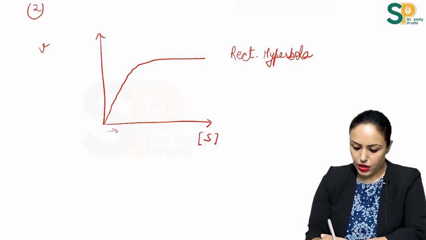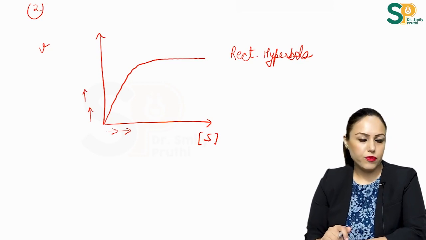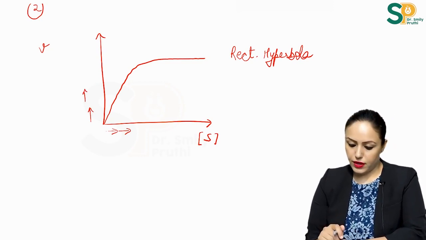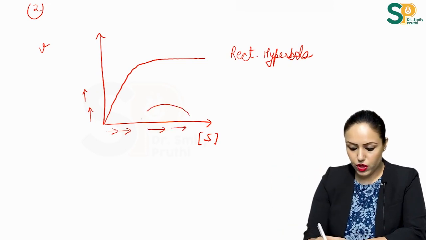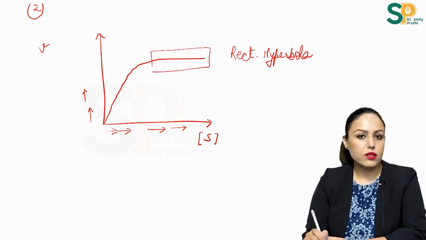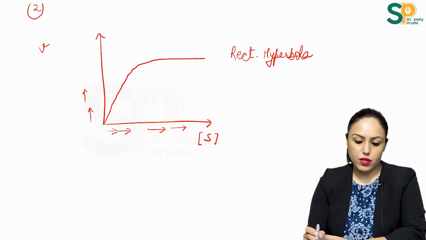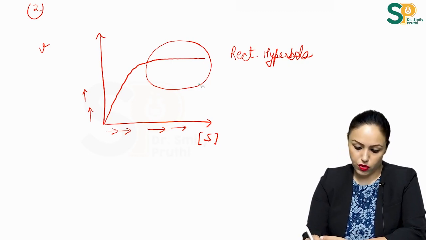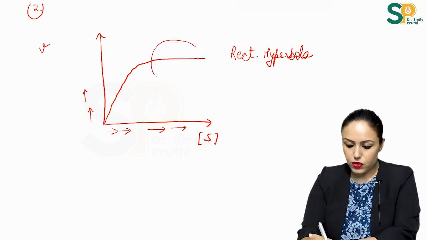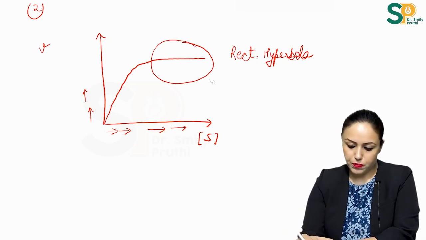See here, initially when we're increasing substrate, then velocity is also increasing. Almost linear kinetics, right? But further, when we're increasing more substrate, then velocity is not increasing. See, it's a constant value here. So in this portion, velocity does not depend on substrate concentration, right? Why in this portion, velocity is not depending on substrate concentration?